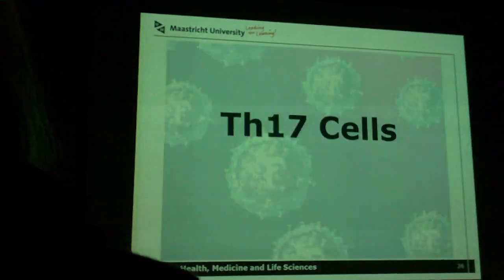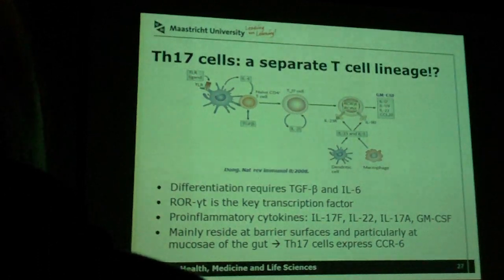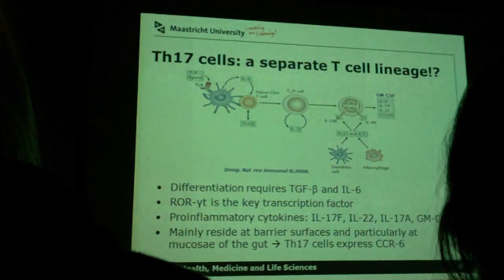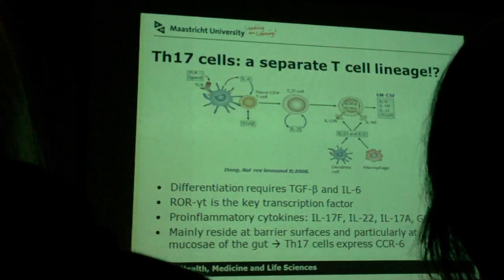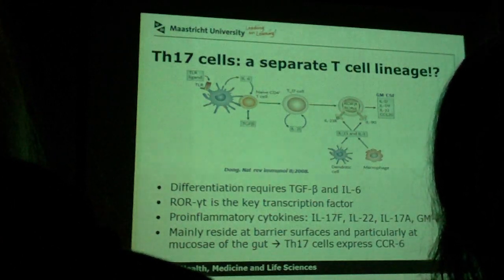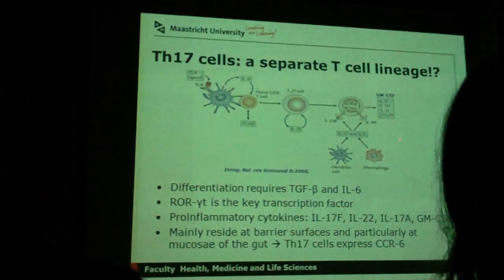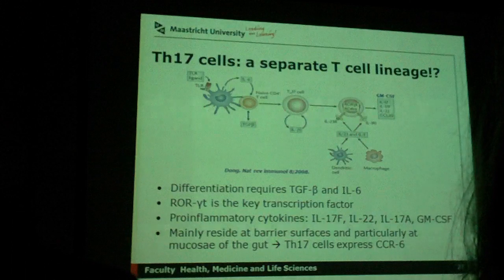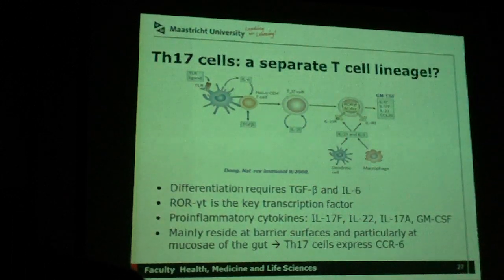Th17 cells then. A separate T cell lineage. So when we speak of different lineage, that's very complex. But people say that you should have a really specific transcription factor for a lineage, and it should have specific effector cytokines which have a different specific function in the body. And that is indeed the case for Th17 cells.